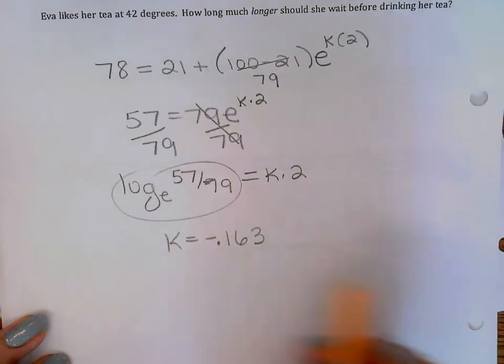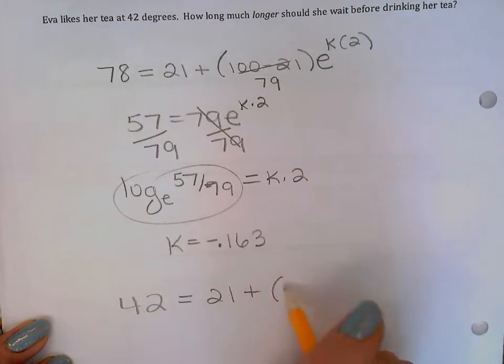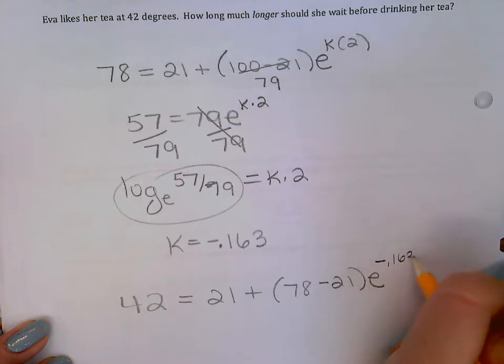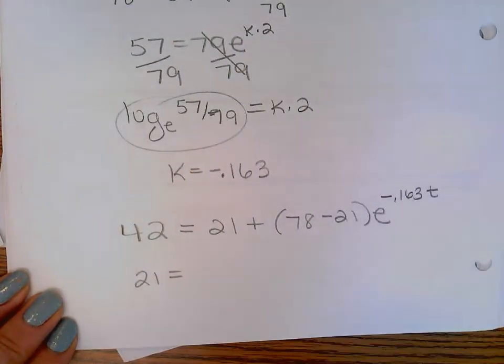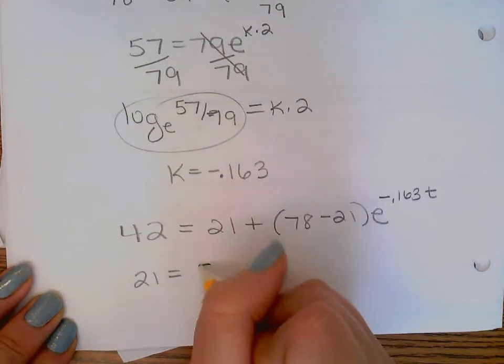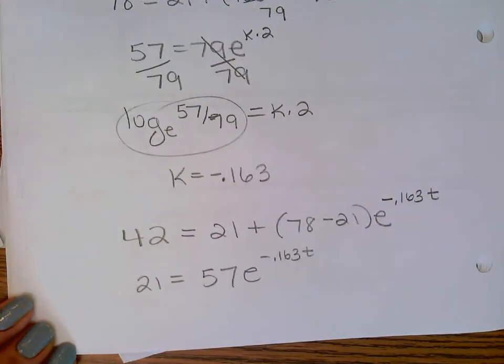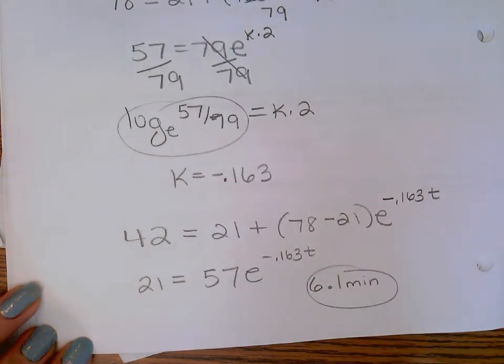Now she wants her tea to be 42 degrees. So we're going to keep the surrounding medium the same, but now we're starting at 78 degrees. So subtract your 21. 78 minus 21 is 57. So I'm going to take 21, divide by 57, take the natural log, and divide by my k value to get t. Sounds like she should wait another 6.1 minutes to drink her tea. Hope that helped.